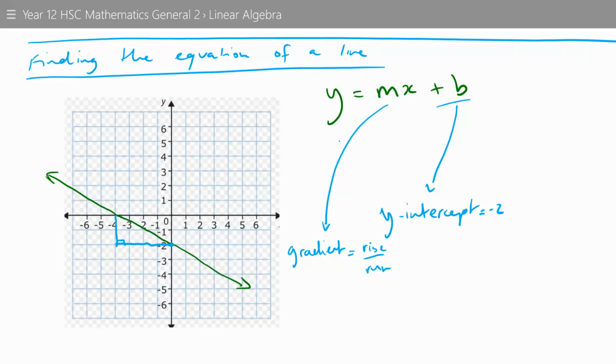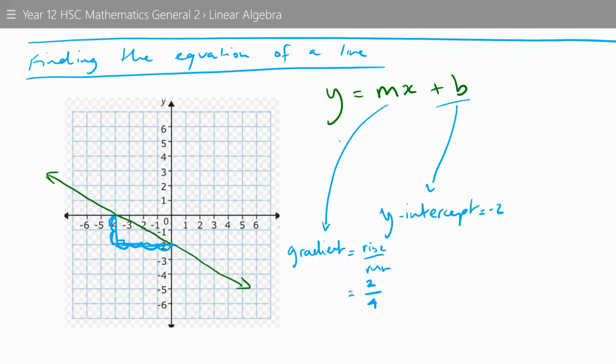The rise, let's think about the rise. How much of a distance is that? That's 1, 2 units. So the rise is 2. What about the run? 1, 2, 3, 4. Now let's think about this line. Is this a positive or negative gradient? When we consider the rise and run, we just consider them as a distance, so all positive.